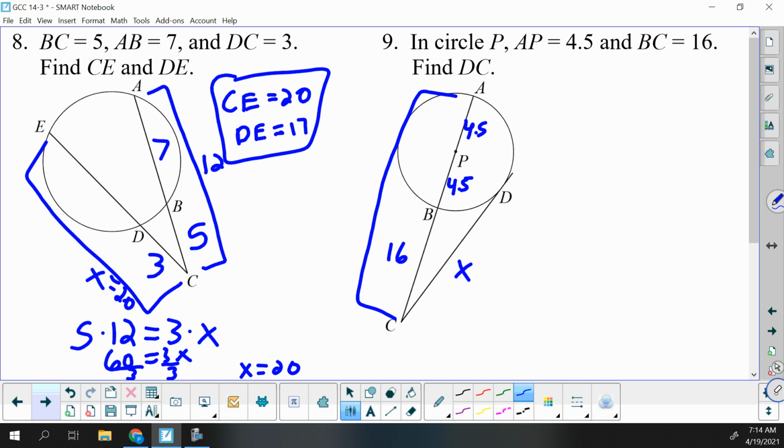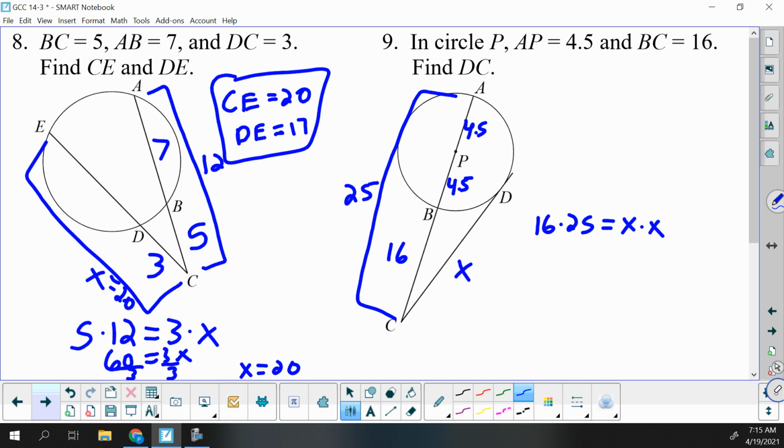Let's make sure to label our whole. The 4.5 and the 4.5 give us 9. 9 and 16 gives us 25 for our whole. We're now ready to set up. Outside times whole equals outside times whole. So outside of 16 times the whole of 25 equals outside times whole, which is both x for the other one.